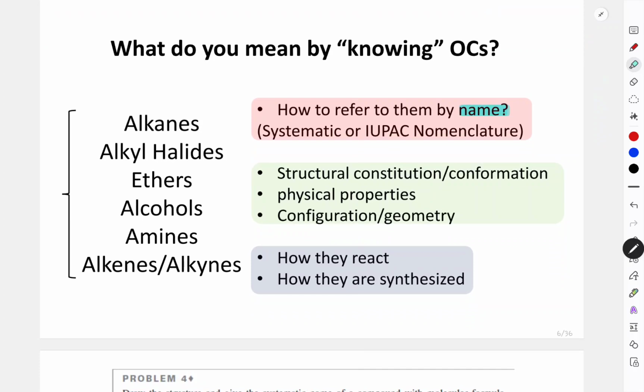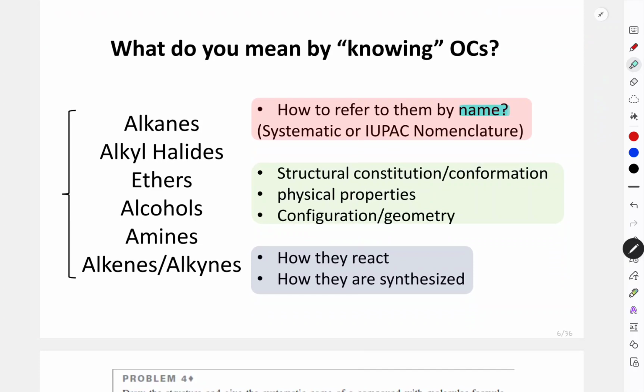the OChem. Right? So for each, right, alkane, alkyl halide, ether, alcohol, amine, alkene, alkyne, you need to know how to call out, how to name them based upon their structure. You need to know their constitution, conformation, configuration, right? And then later on, you will learn how they react, right? We will discuss the reaction pattern for a given organic compound.